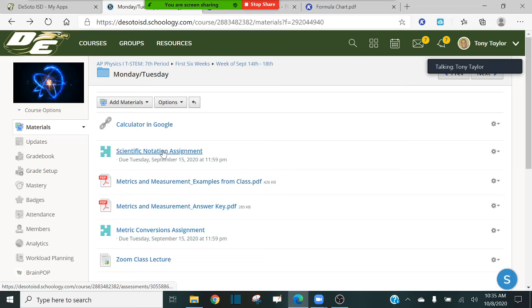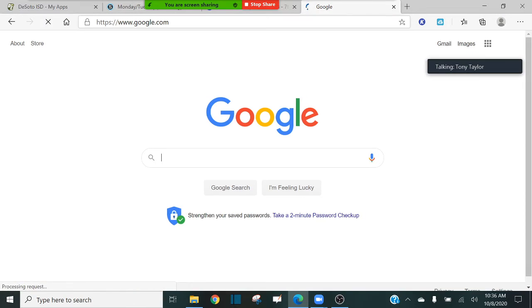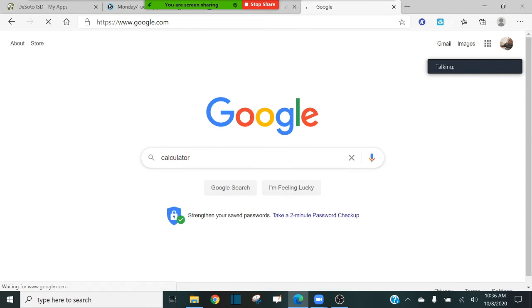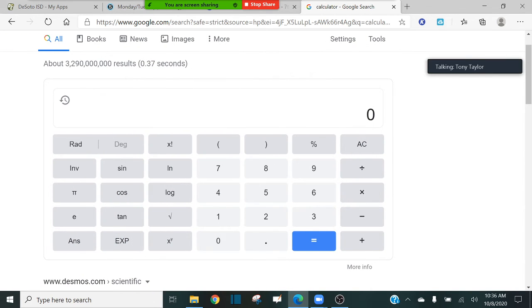Also, guys, please be sure you know how to do calculations involving scientific notation. So please be sure you know how to enter exponents. If you do not have a calculator at home, some sort of graphing calculator or scientific calculator, then what I would do is go to Google and use the calculator in Google. On Google.com, I will just type in calculator here in the search bar. And this calculator that comes up is the calculator that I would use.